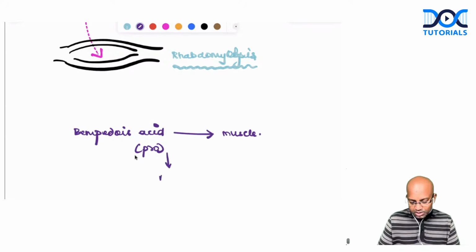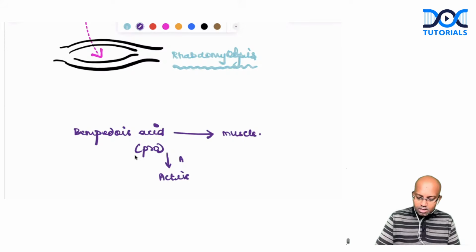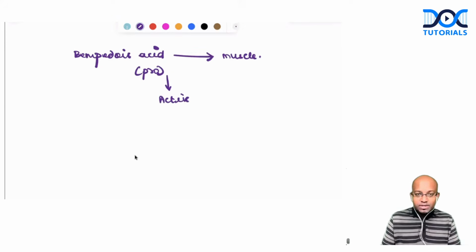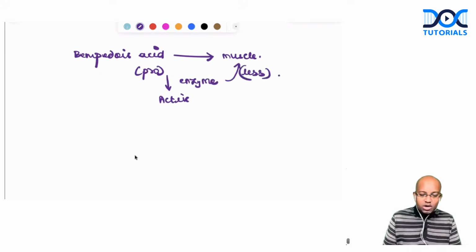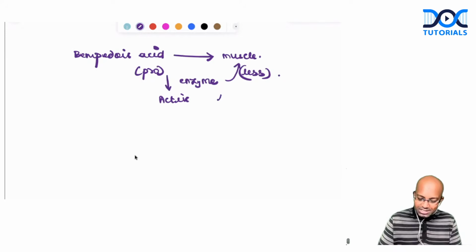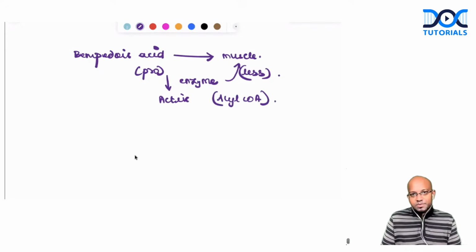It will be converted to the active form with the help of ATP, with the help of an enzyme. We'll discuss it. This enzyme will be less seen, or not seen, or less accumulated in the muscles. Why am I waiting for it? Because it's a famous question used in biochemistry itself, which is acyl-CoA synthetase enzyme. This long-chain acyl-CoA enzyme is responsible for the conversion or activation of bempedoic acid to the active form.